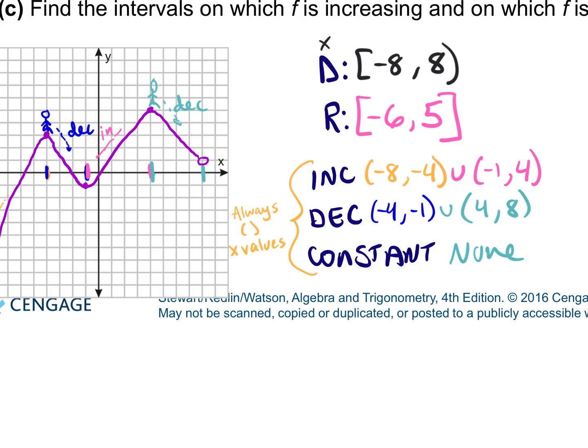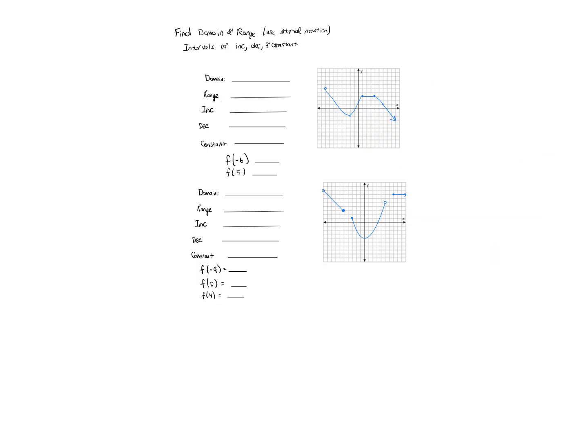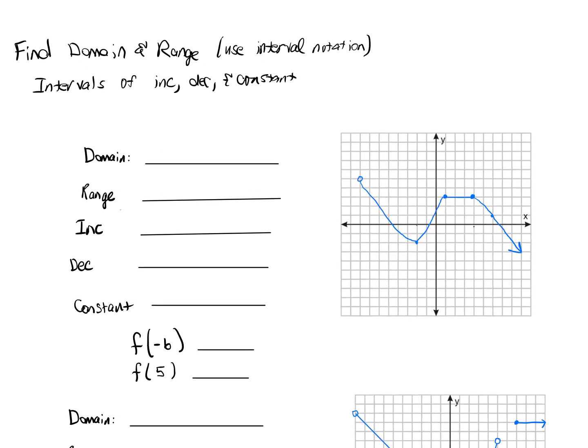So super, super important when we're talking about increasing, decreasing, and constant, it is always parentheses and always the x values. So sometimes it might help just cross off the y values so you don't even look at them. This gave you numbers. Just cross it off. You're just looking at the x values. All right, let's do it again on the next page.